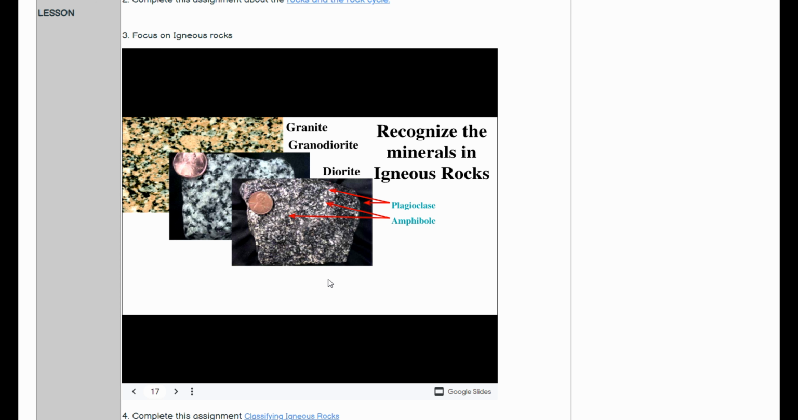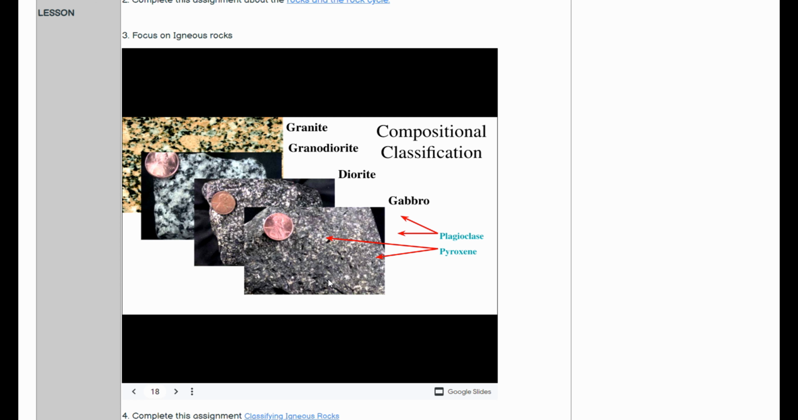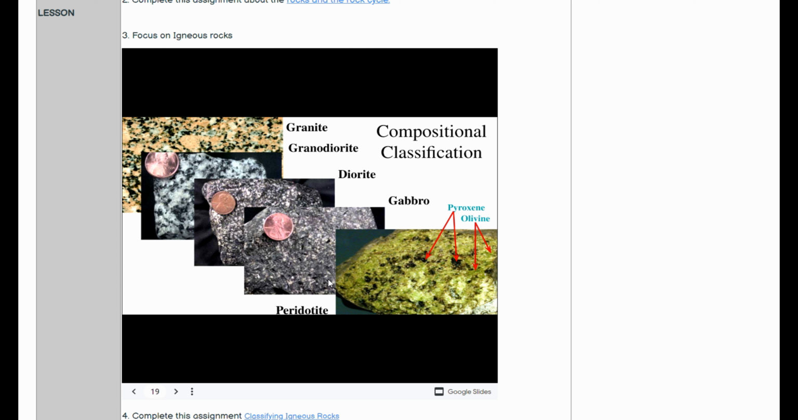So as you click through this, I would jot down some of these minerals that are found in it and reference back to this slide and just do 1, 2, 3, 4, 5. Go through and make sure that you can recognize these rocks and that you can tell me what kinds of minerals are in those rocks. So go through and do that for all of these.